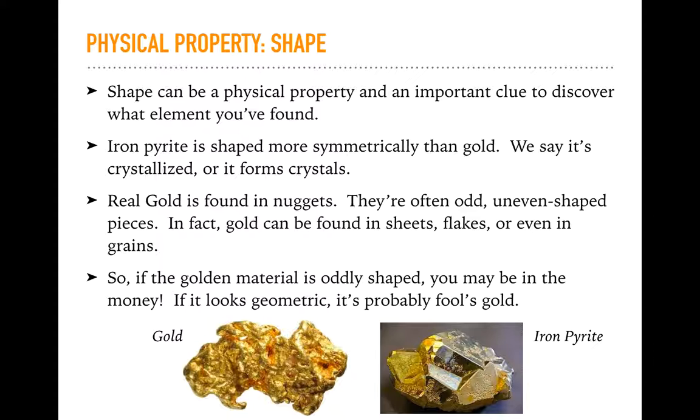Shape is also a physical property that can be used to distinguish between substances. Iron pyrite has a more symmetrical shape than gold. It forms a crystal-like structure with corners and edges. Gold, however, is found in nuggets, which are odd-shaped pieces. It can also be found in sheets, flakes, or grains.